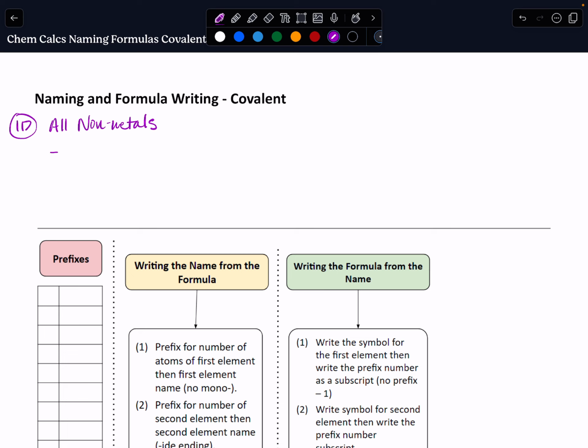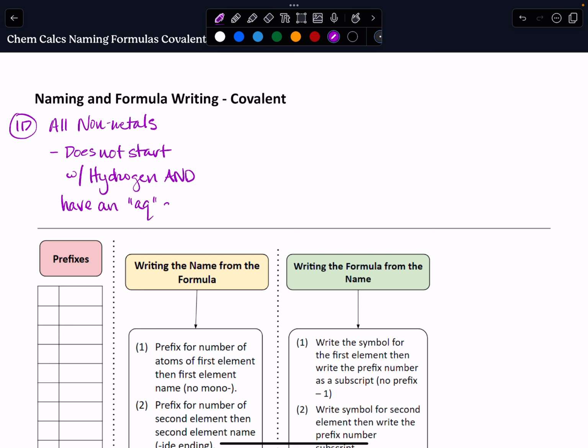The other thing to keep in mind is it doesn't start with hydrogen in the aqueous state. And you might ask, well, why? Hydrogen is a nonmetal. Well, if you have a compound that starts with a hydrogen and is in the aqueous state, that's going to be an acid, and they have different naming rules. So if you see a hydrogen out front and it's not in the aqueous state, then you may have a covalent compound. But if it's in its aqueous state, that's going to be an acid.